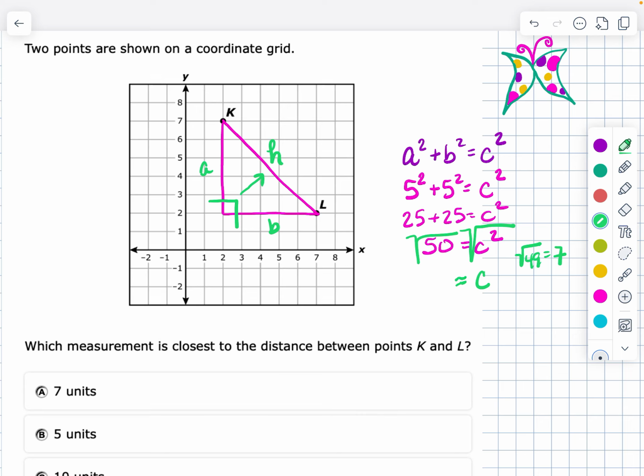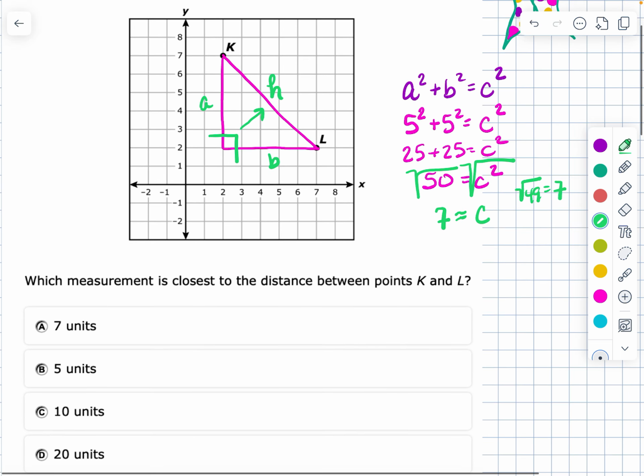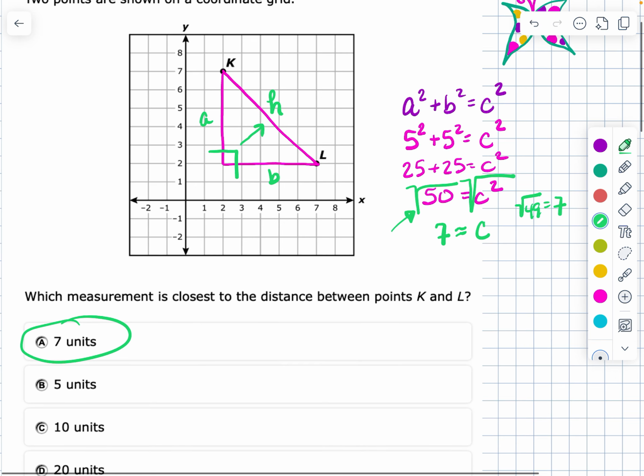So I'm going to change this to squigglies. So say C is about equal to 7. All right, I feel really confident in that answer. And I will leave it to you to go ahead and punch in the square root of 50 and see what you get, and if you agree with me.